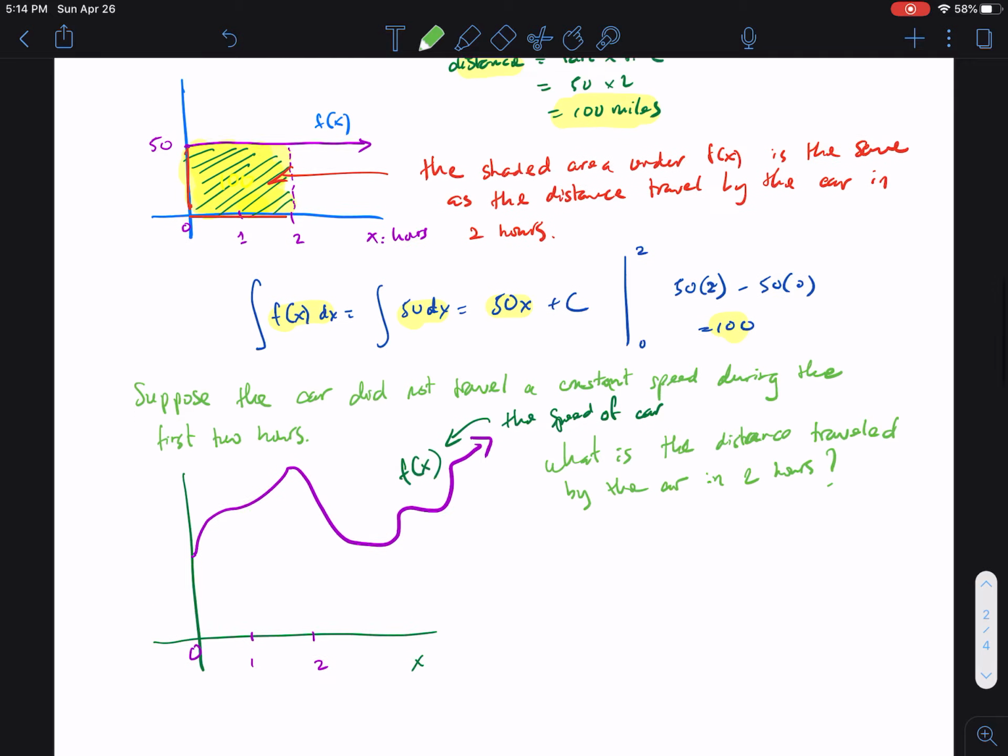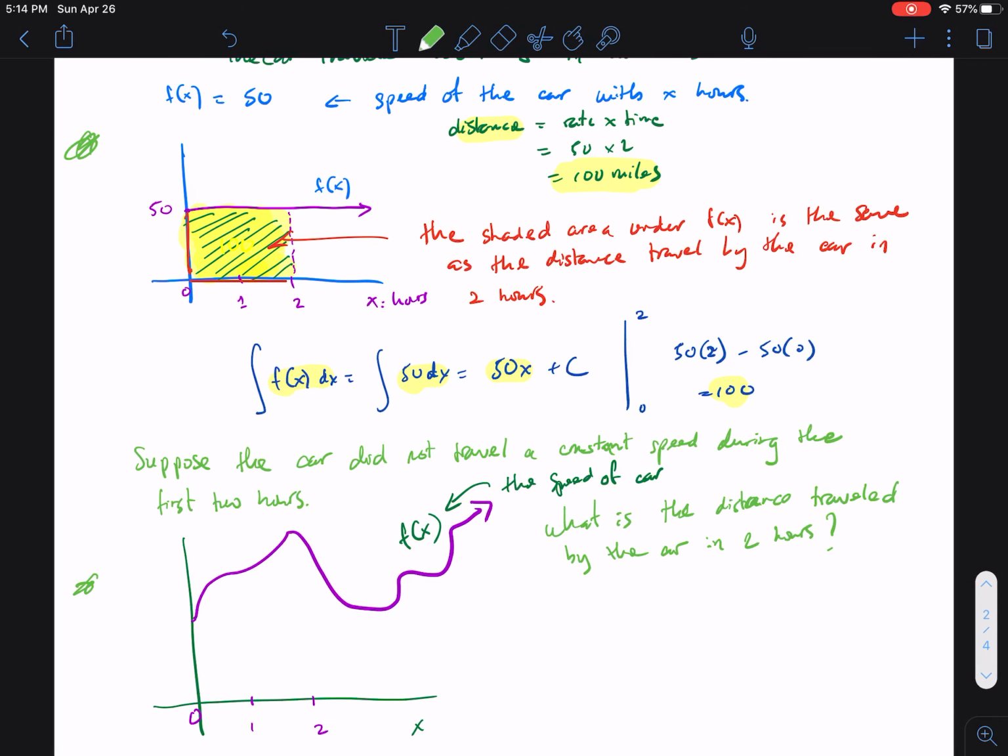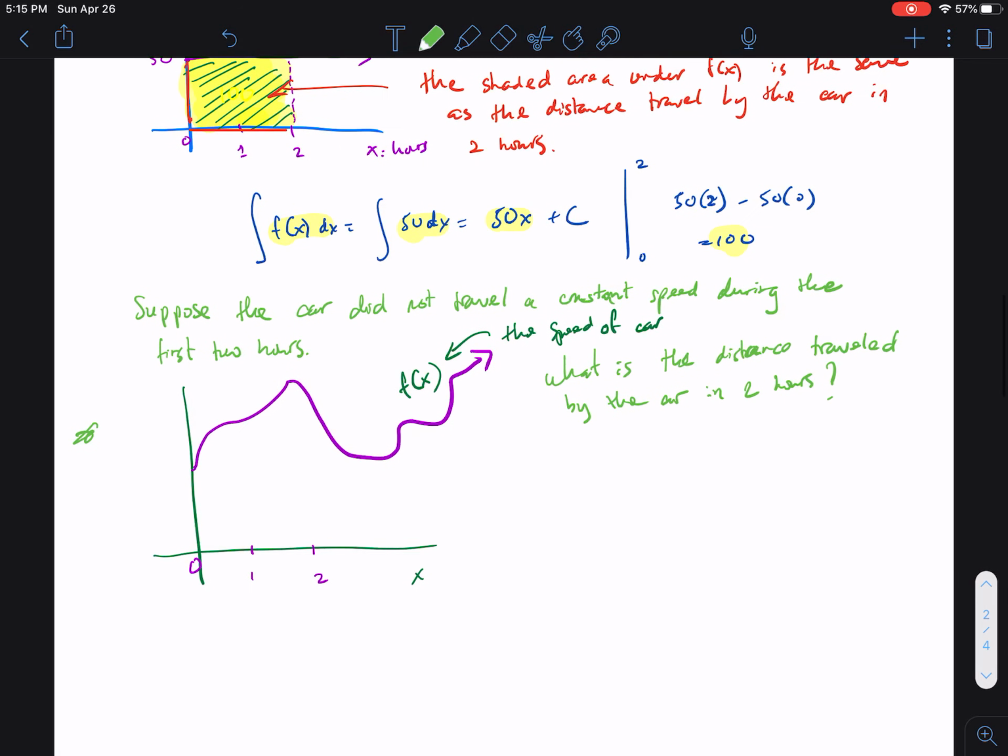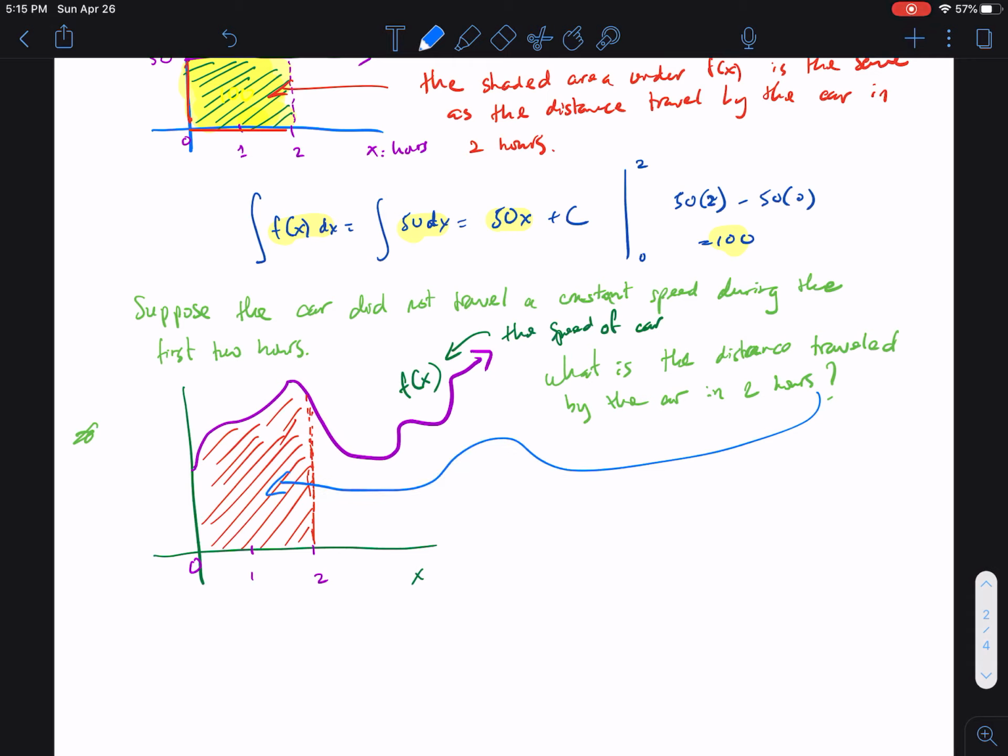But if we make this connection, we notice that the distance traveled by the car is equivalent to the area under the curve, the function f of x from 0 to 2. So we can sketch that in here. The distance traveled by the car is equal to this area. So that's the answer. Now the question is, how are we going to find that area?